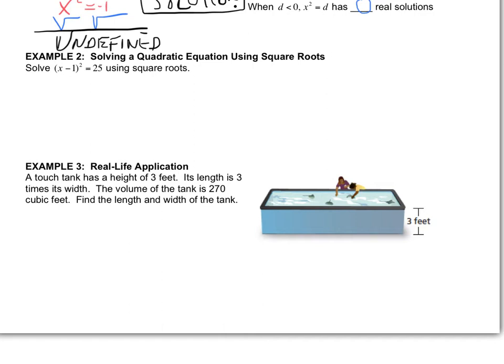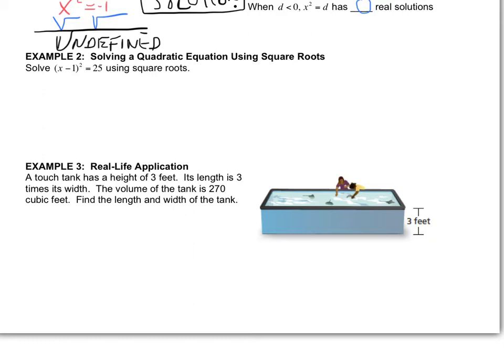In this next example, what we're trying to do is use square roots to solve the equation. What you're going to notice right away is that we have a little bit more work to do to take out the -1, which is attached to the x.